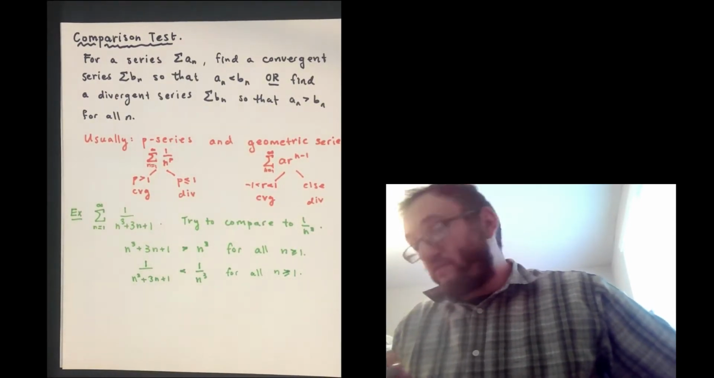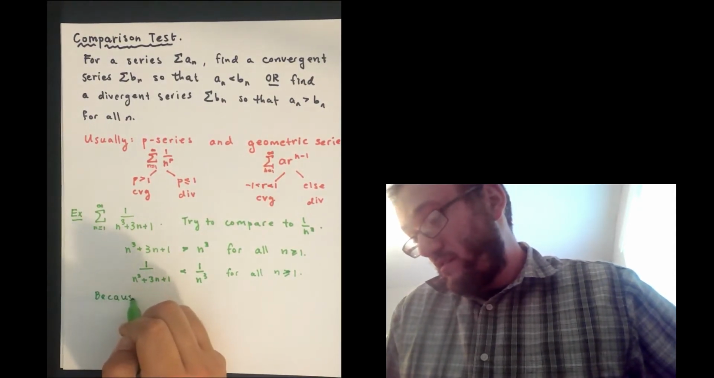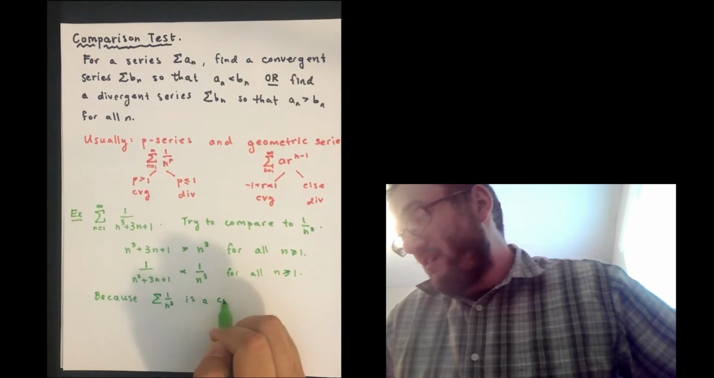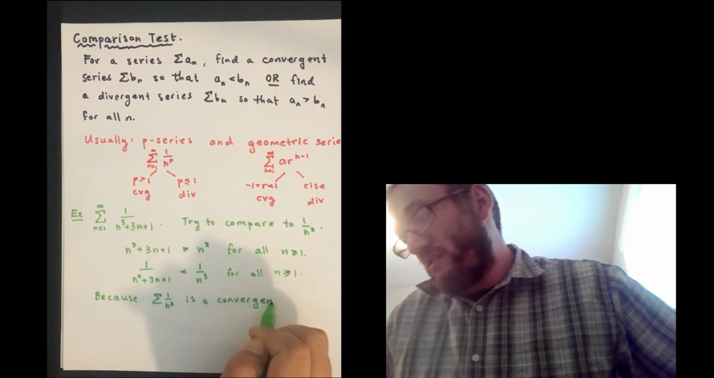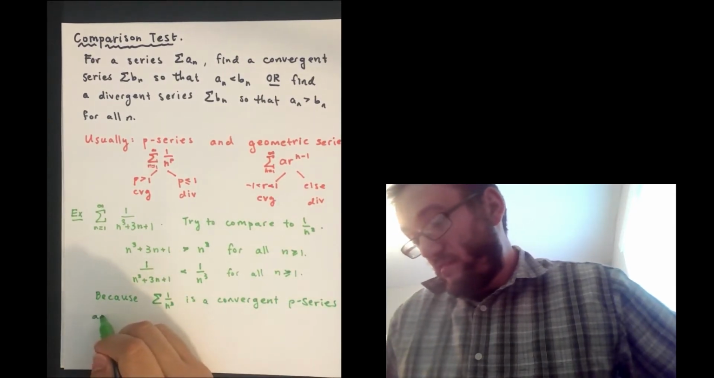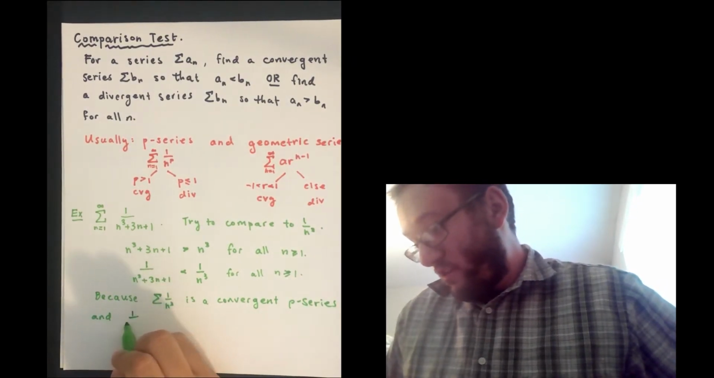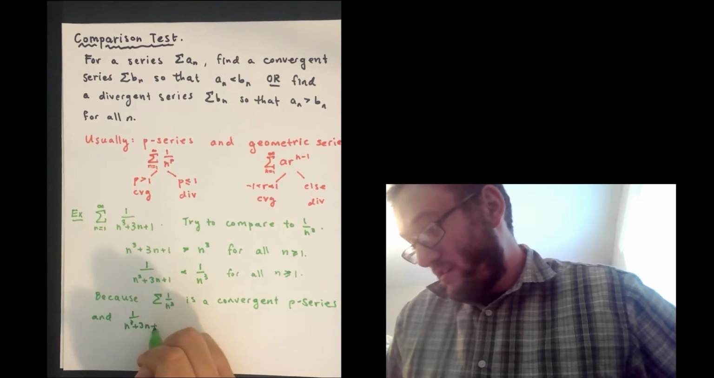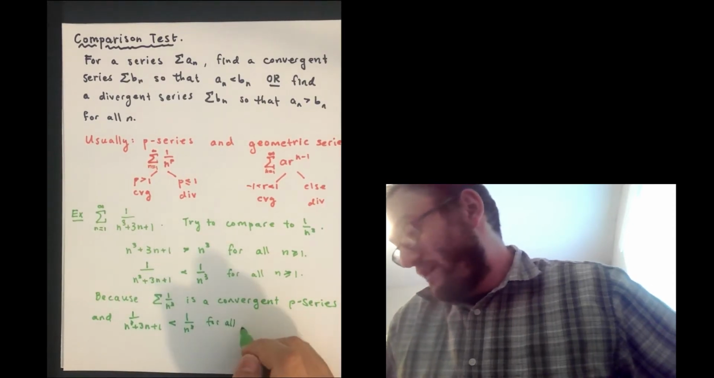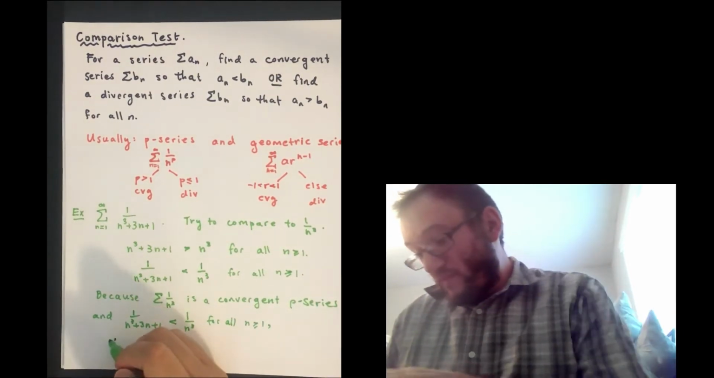And this is what we need for the comparison test, because 1 over n cubed is a convergent p-series, and 1 over n cubed plus 3n plus 1 is less than 1 over n cubed for all n in the range that we care about. Our series converges by the comparison test.